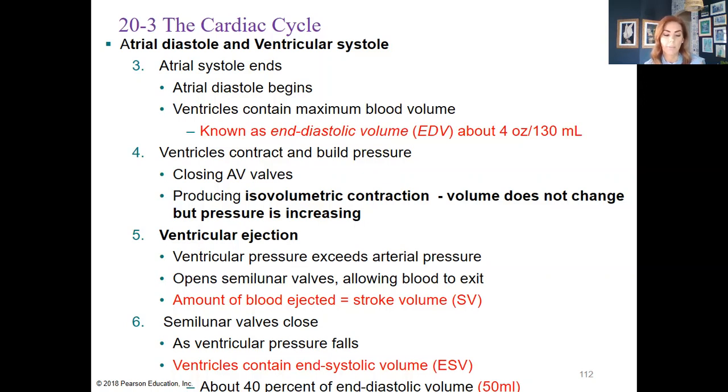After the end of the squeezing, what is the volume that is remaining? That's normally about 40% of what the ventricle started with. Remember, they started with the EDV, and stroke volume should be around 60%. We want stroke volume to be around 60% so that the rest of our body can get oxygenated. So ESV is what's remaining after that contraction of the ventricles has occurred.